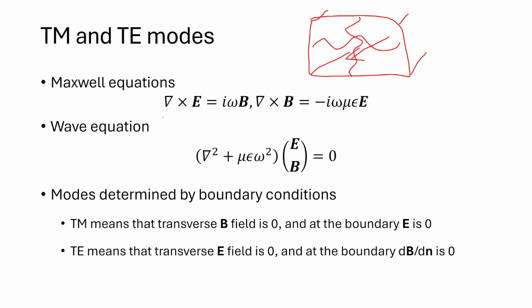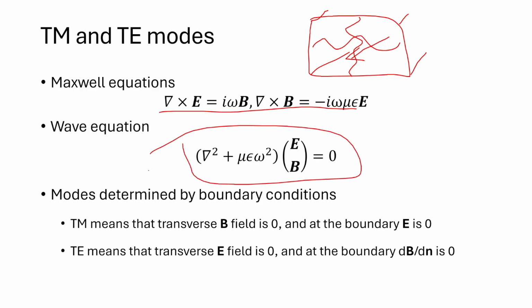They're defined by the Maxwell equations here. You combine these into the wave equation. Take a differential equations class, you'll cover that one. And specifically, the modes are determined by boundary conditions. So TM means transverse B field is 0, whereas TE means transverse E field. So that's magnetic, that's electric. If you're wondering why B is magnetic field, that's a good question. It's actually H. H is the magnetic field. I hope that makes more sense.